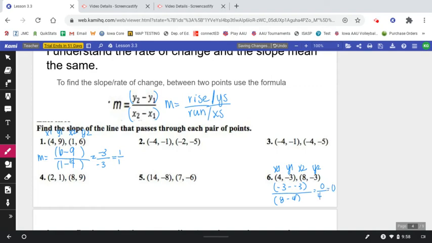So if we go to the brown part of our notebook where we talked about horizontal and vertical lines, under the horizontal lines, we need to add: horizontal lines have a slope of 0. Then we're going to do one for vertical lines. Vertical lines have slope undefined.